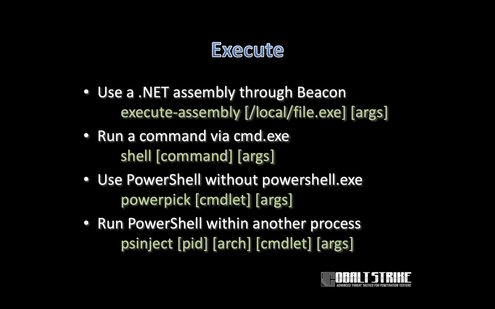You can use the shell command to run a command and arguments via cmd.exe. You can also use PowerShell without PowerShell.exe. That is the PowerPick command. PowerPick is another example of fork and run. Like execute-assembly, Cobalt Strike's Beacon will run a temporary process, inject a DLL that loads the .NET Common Language runtime, and runs an assembly that will set up the PowerShell DLL and pass your commandlet and arguments to it. psinject is a variant of PowerPick, but you can target a remote process with psinject.